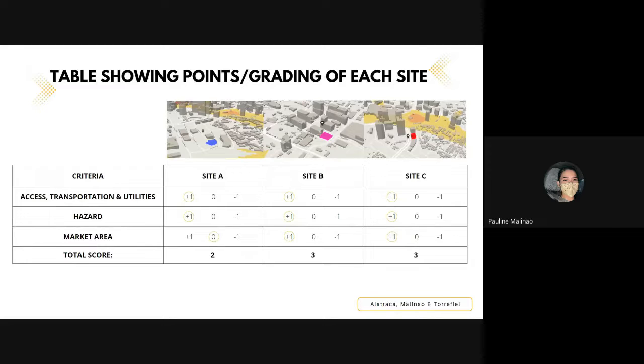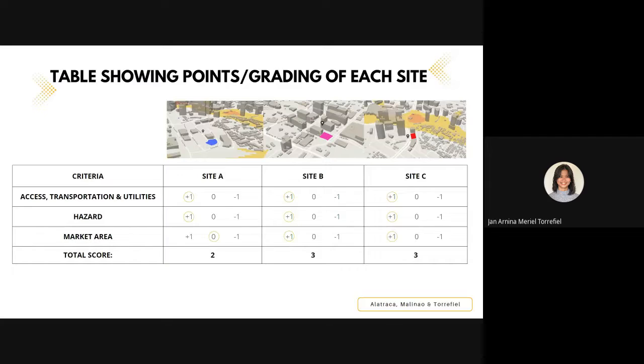So for the grading, site A has a score of 1 for access, transportation, and utilities, and also for hazard, while the market area is 0, for a total score of 2. Then site B has 1 for all the criteria, and so does site C. So there is a tie between site B and C.